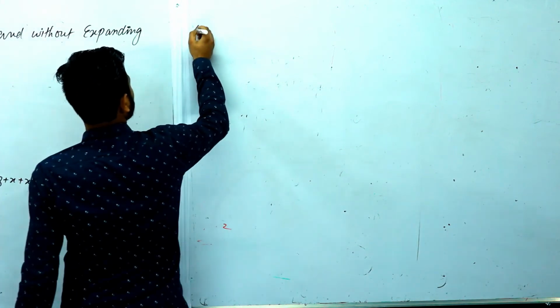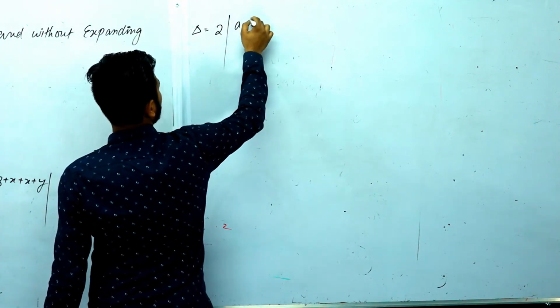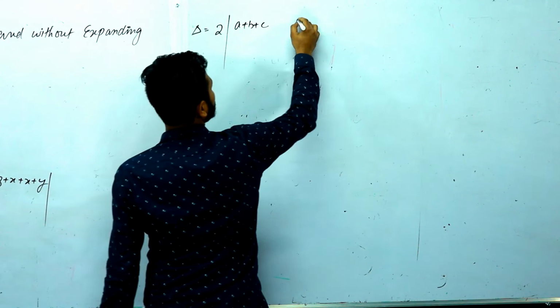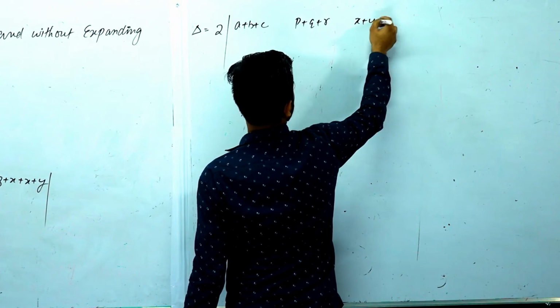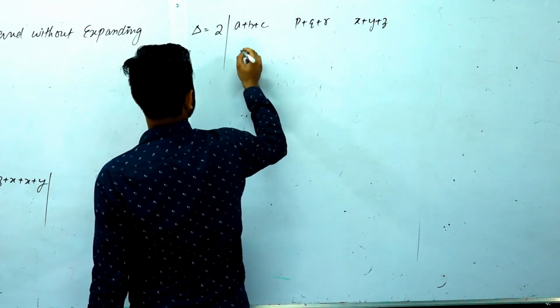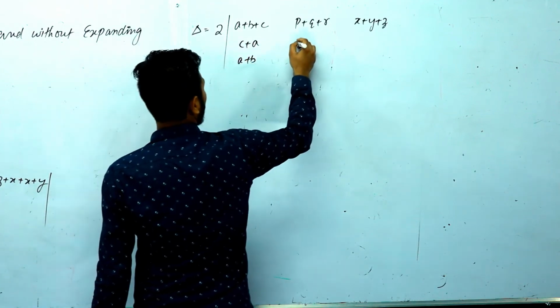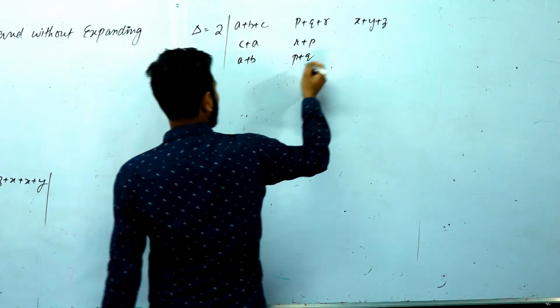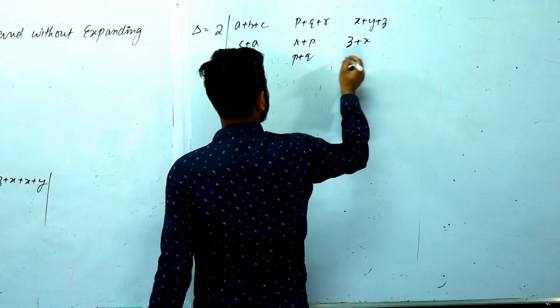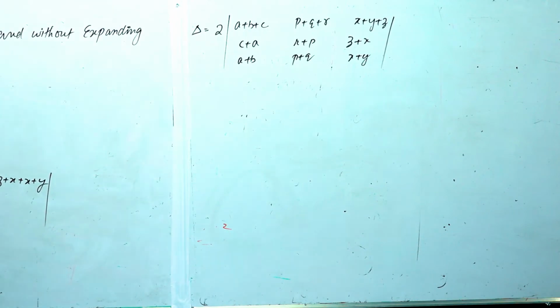Now 2 is taken as common. Let us write. Therefore, delta is equal to twice of the determinant with rows A plus B plus C, A, B, C; P, Q, R; X, Y, Z; then X, Y, Z; then C plus A plus B, R plus P plus Q, X plus Z, X plus Y. Can you see that?